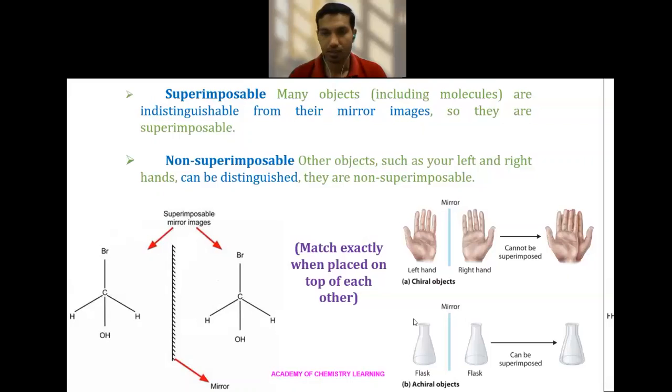One more example of superimposable is the conical flask. When you see the conical flask in a mirror, its mirror image is exactly similar to it. Now when you take the conical flask and put it over its mirror image, both will overlap each other exactly so that you cannot distinguish them. Means they are indistinguishable, so they are an achiral structure. So these are the examples of superimposable and non-superimposable.